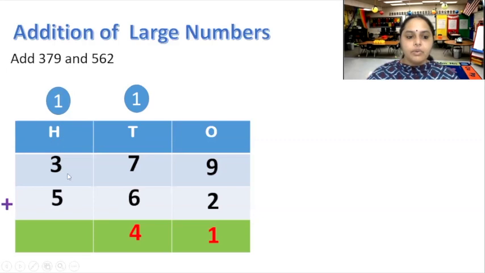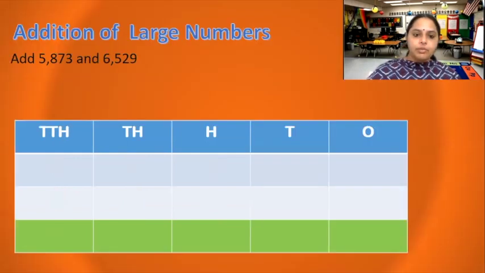And then we are going to add these numbers. 3 plus 5 is 8. 8 plus 1 is 9. So the answer is 941. Is this clear to you? Yes. So now let us see one more example.